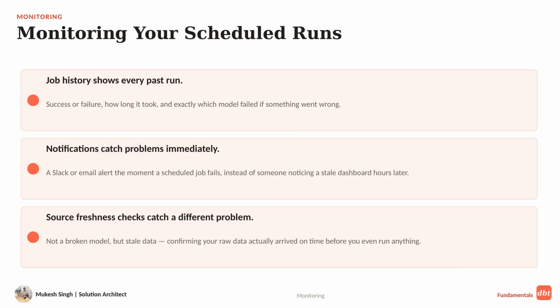And source freshness checks catch a genuinely different kind of problem, not a broken model, but stale data, confirming your raw data actually arrived on time before you even bother running anything on top of it. Most teams treat a failed job the same way they treat any other production incident, worth investigating immediately, not something to notice a week later.